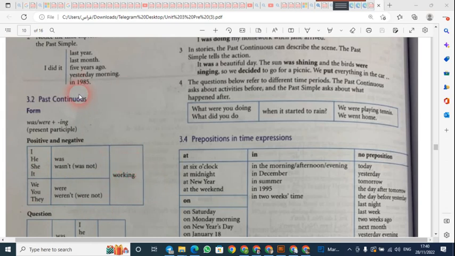In any continuous tense, present continuous, past continuous, present perfect continuous or past perfect continuous, there is a verb to be: is, am, are, was, were, and the main verb with ing. The only difference between the present continuous and the past continuous is that the verb to be in the present continuous is in the present, am, is or are, while in the past continuous this verb is in the past form, was or were.